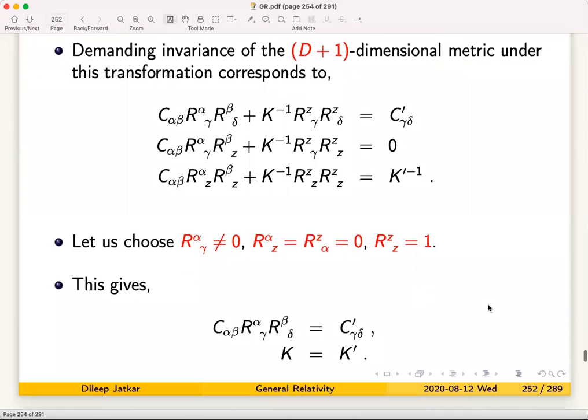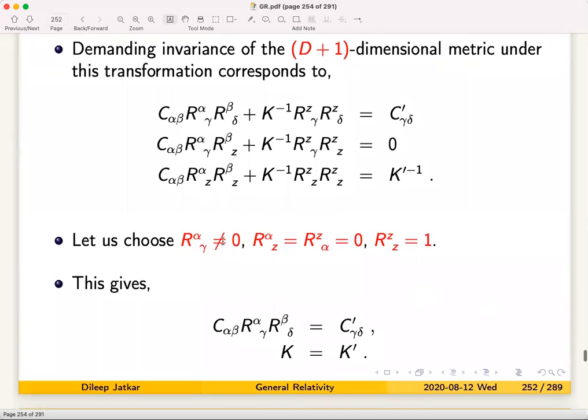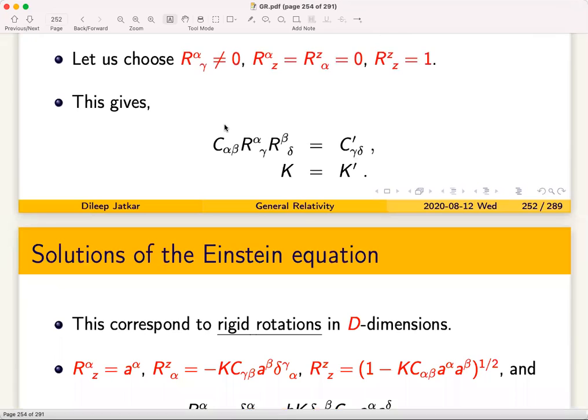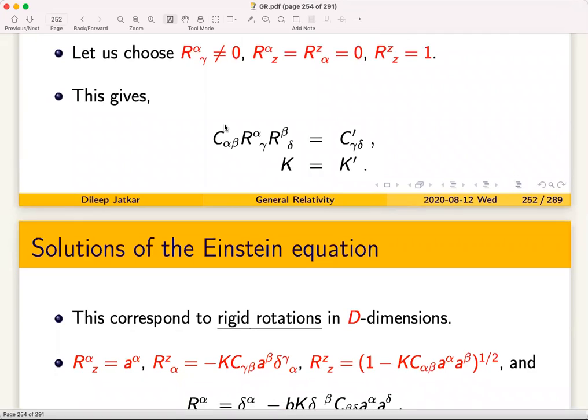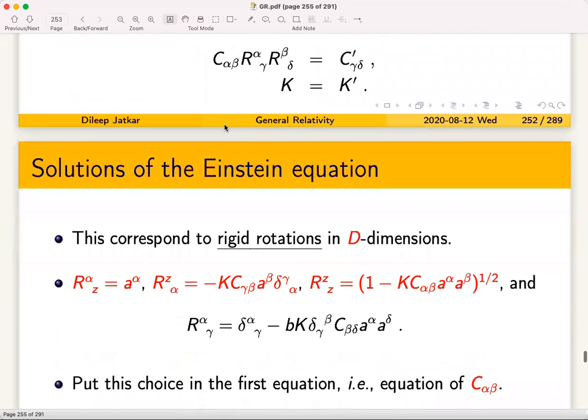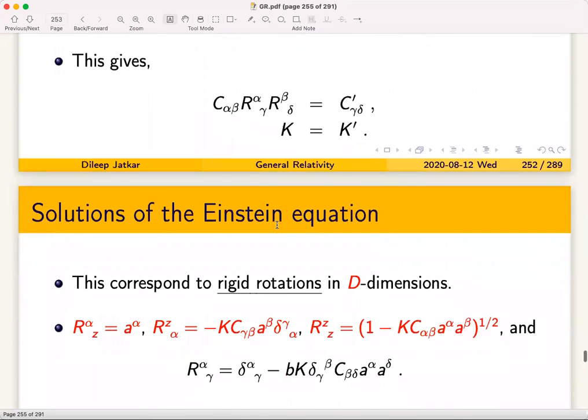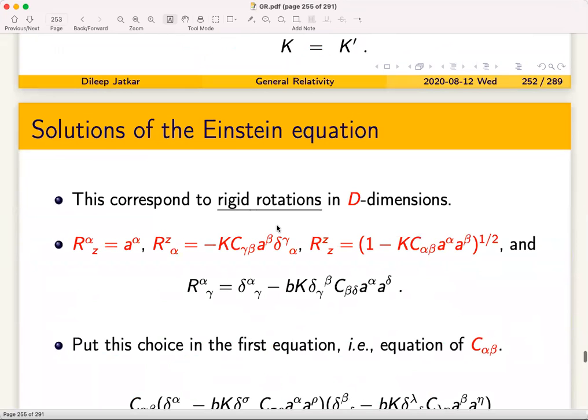Okay, so we can make various choices between these to show that some of these rotational transformations correspond to the symmetries of the embedded space given by the quadratic equation. For example, if you say that k is equal to k prime and c prime is related to c in this particular fashion, then you can show that these transformations correspond to rigid rotations.